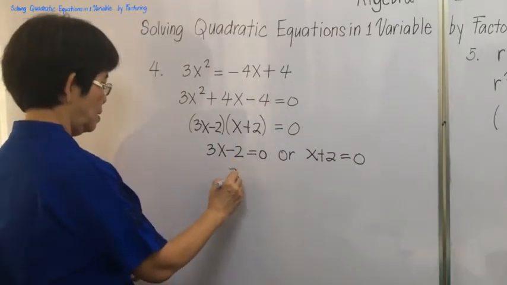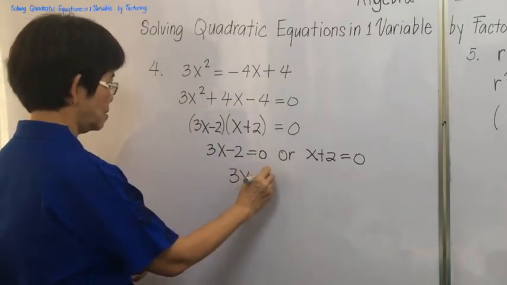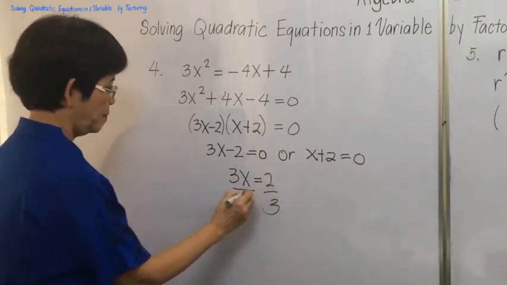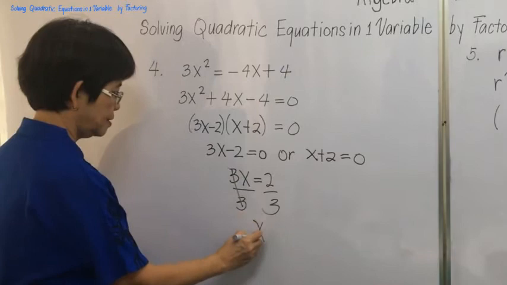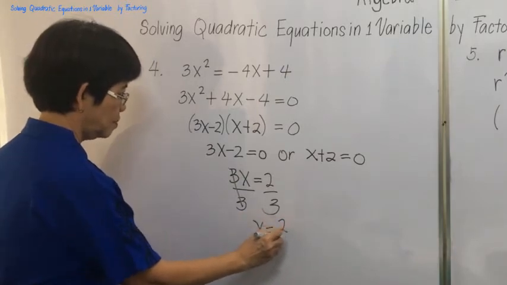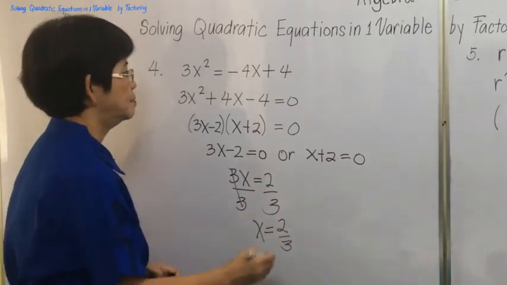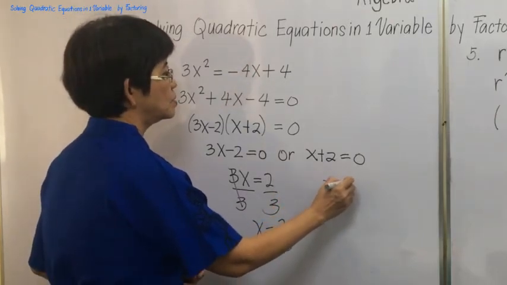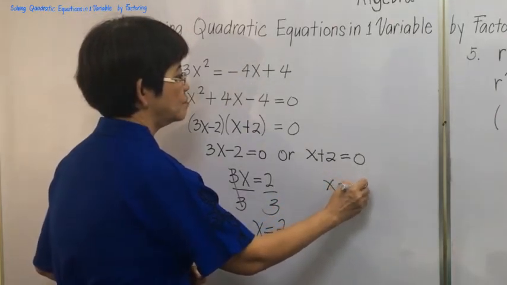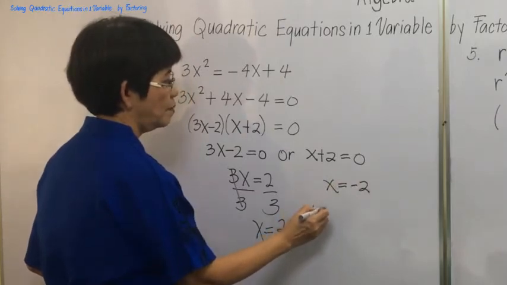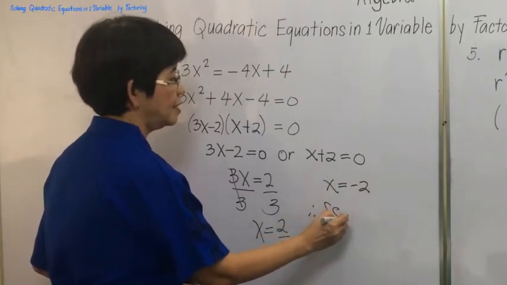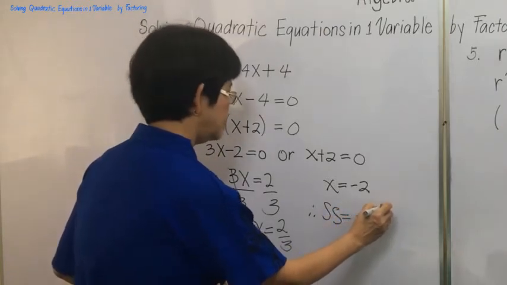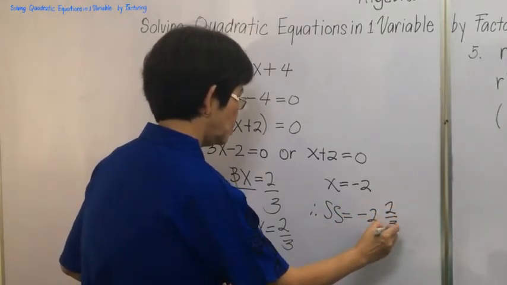So 3x = 2. Divide by 3. x = 2/3. Or x = −2. Therefore, our solution set is −2 and 2/3.